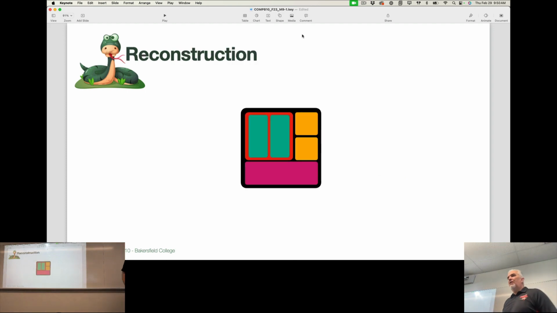And then once you've solved all the problems, you put it back together. Sort of like after you've eaten your meal, you put the empty containers back in the bento box, right? So that's reconstruction.